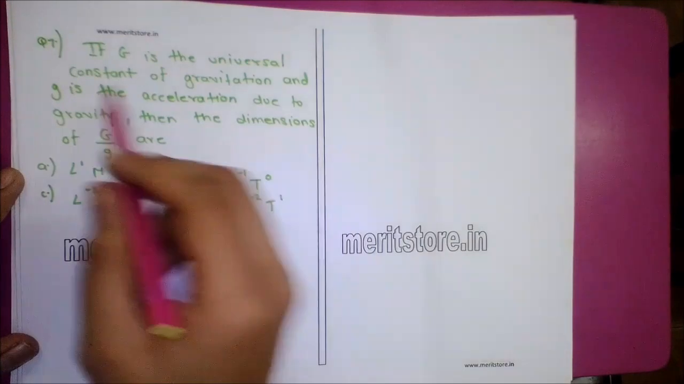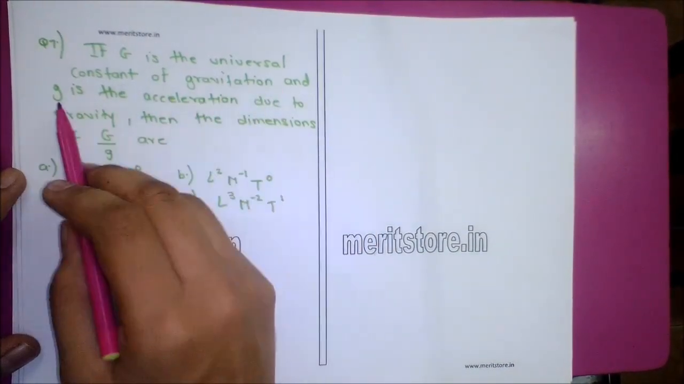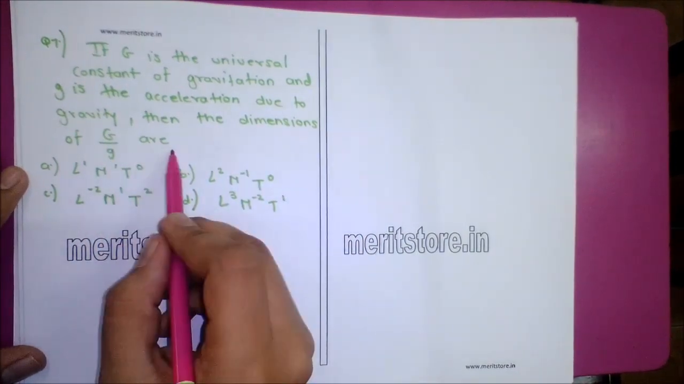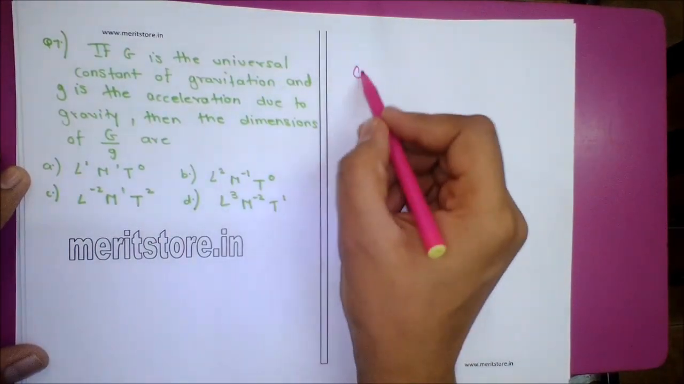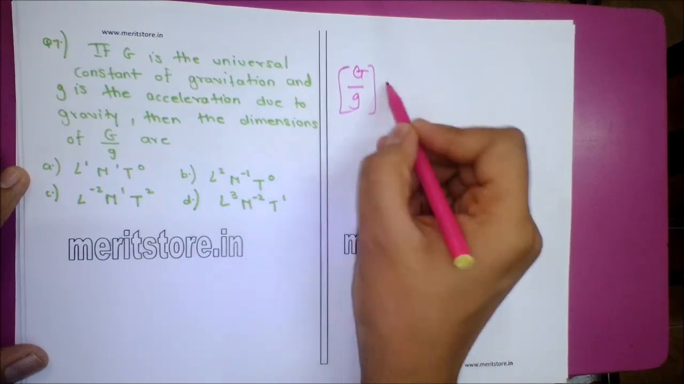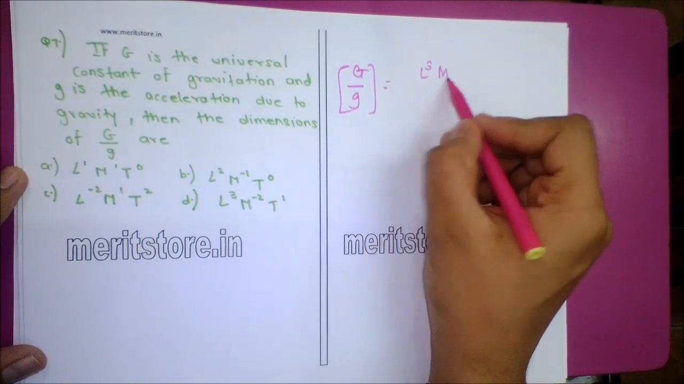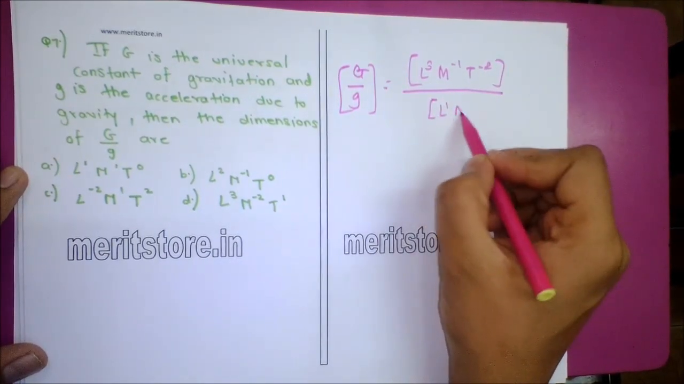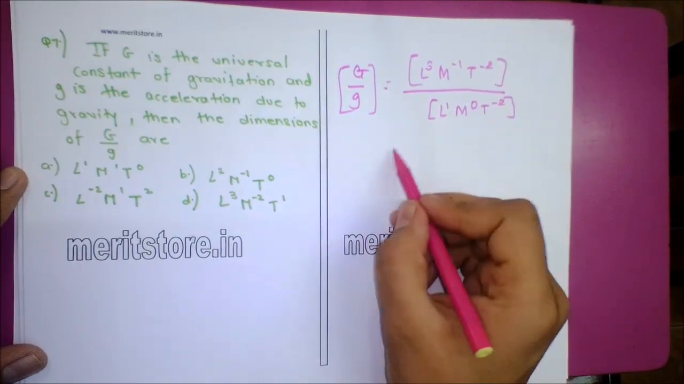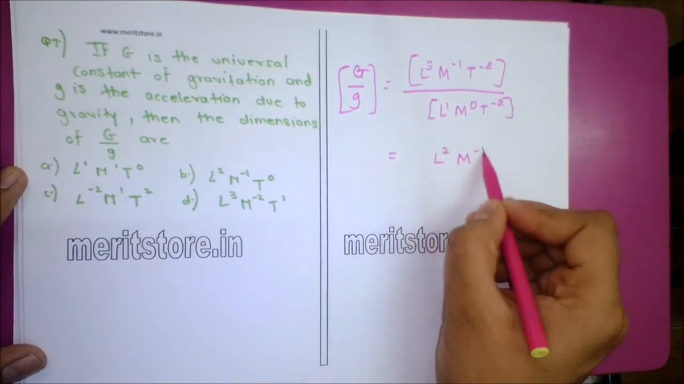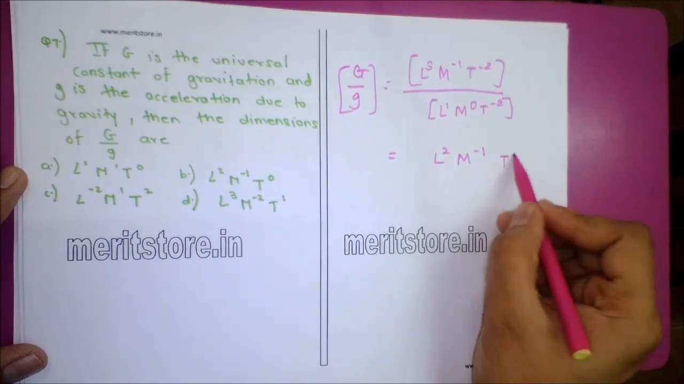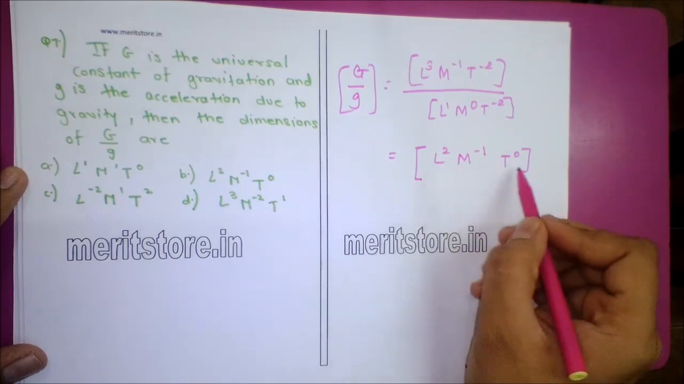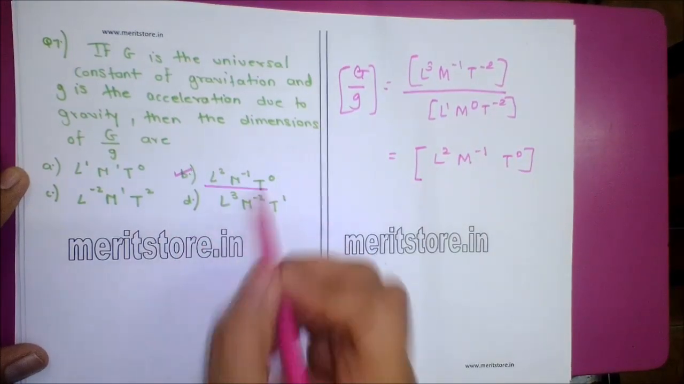Question 7. If G is the universal constant of gravitation and small g is the acceleration due to gravity, then the dimensions of capital G by small g are. Now we know capital G upon small g. Dimensions for capital G: L raised to 3, m raised to minus 1, t raised to minus 2, upon dimensions of small g: L raised to 1, m raised to 0, t raised to minus 2. On solving we get L raised to 2, m raised to minus 1, t raised to 0. So that is option B, the correct answer.